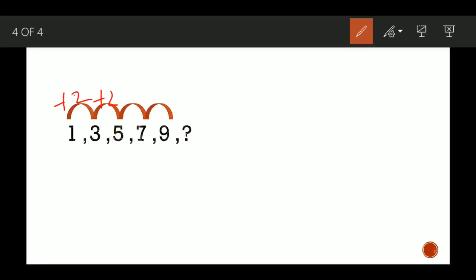3 plus 2 is equal to 5. 5 plus 2 is equal to 7. 7 plus 2 is equal to 9. And keep adding 2 each time. The next number will be 11. 9 plus 2 is equal to 11.